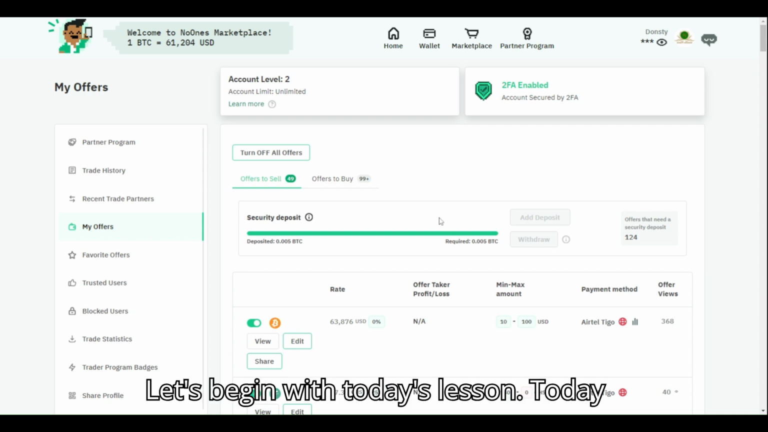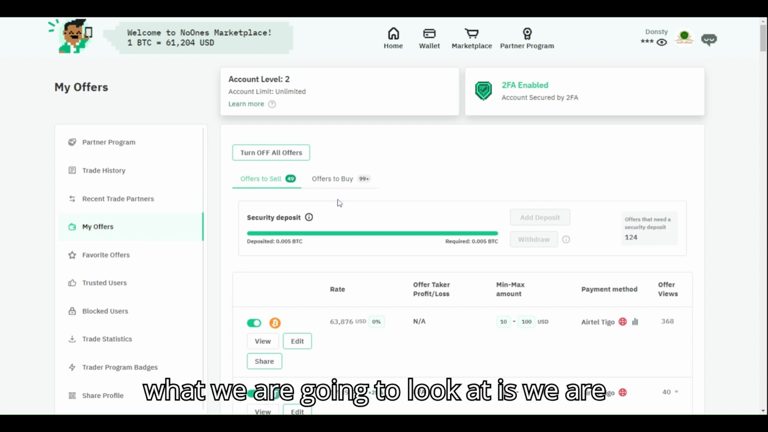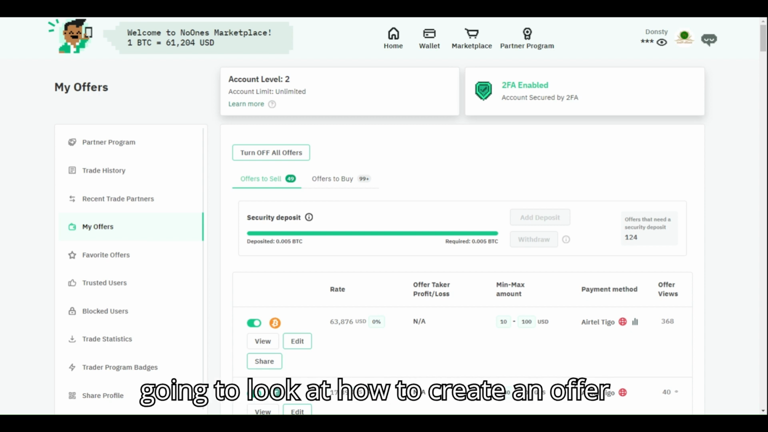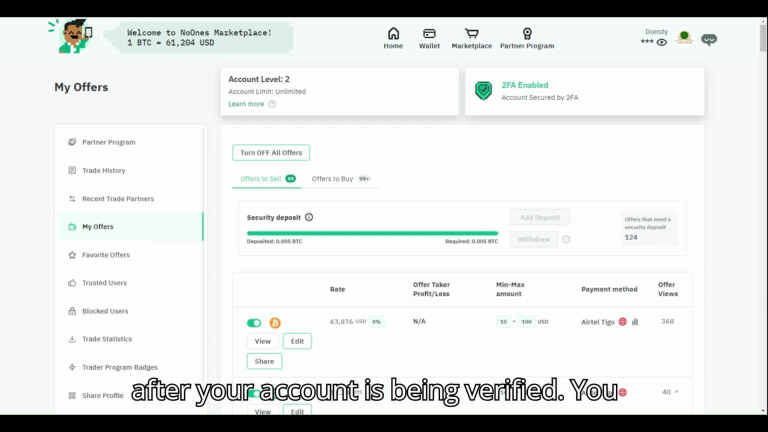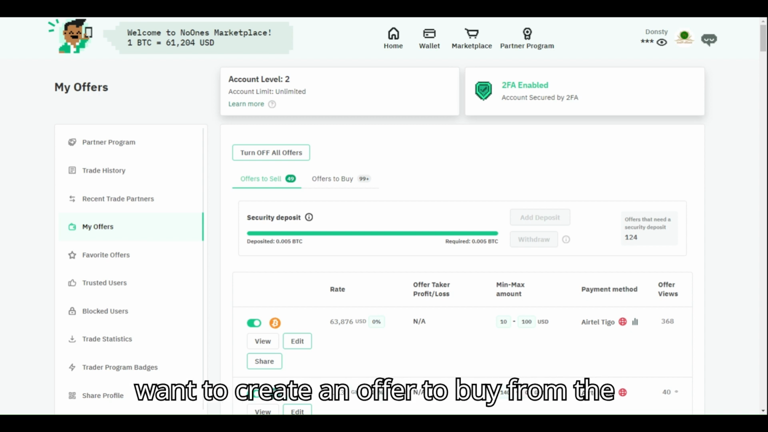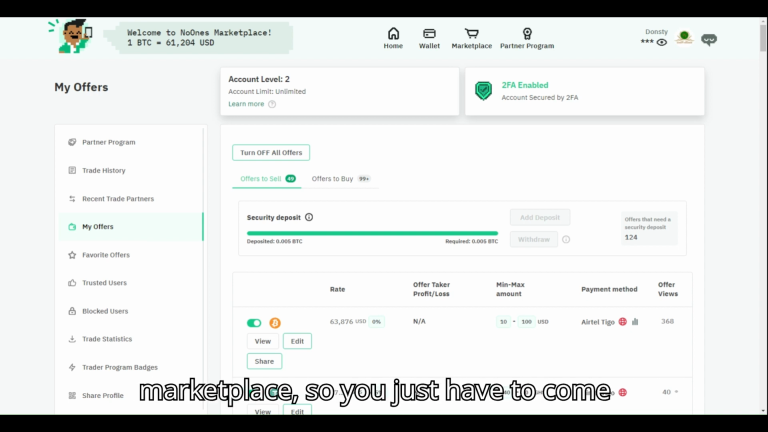Let's begin with today's lesson. Today, what we are going to look at is how to create an offer after your account has been verified. You want to create an offer to buy from the marketplace.